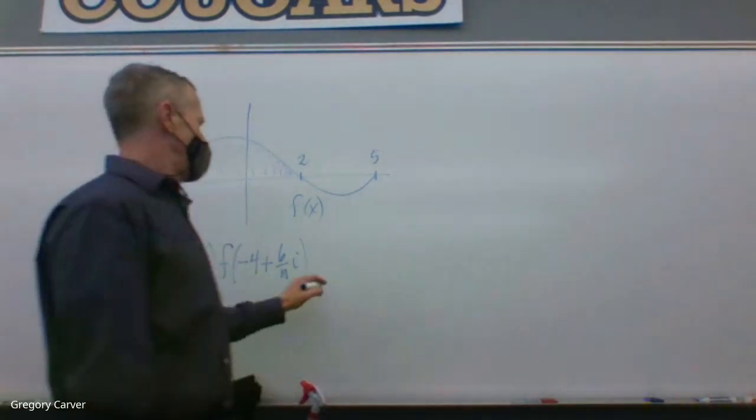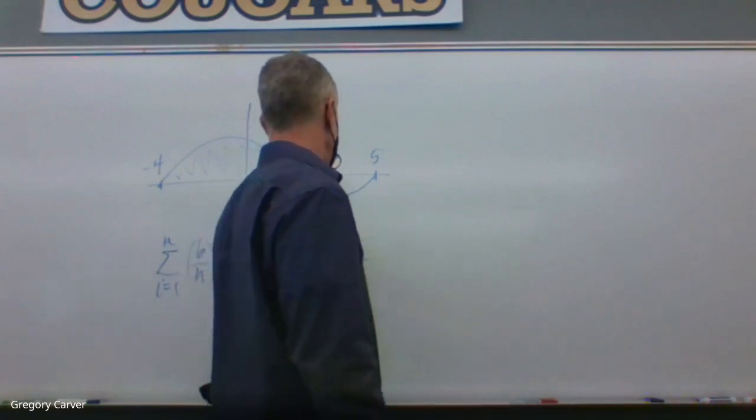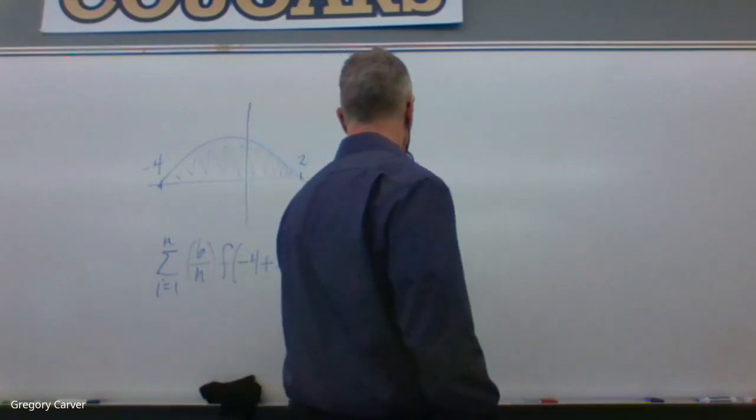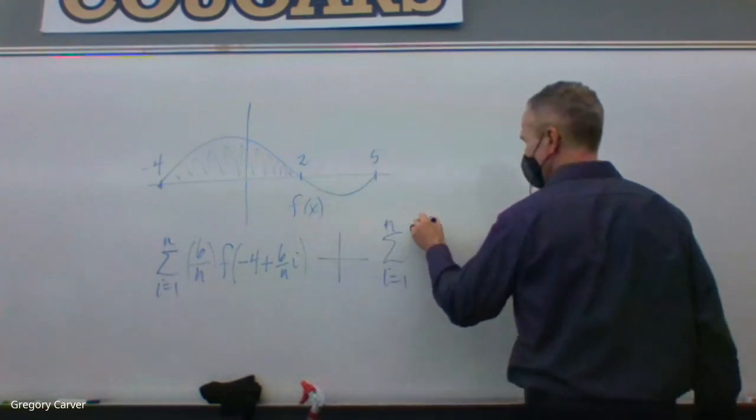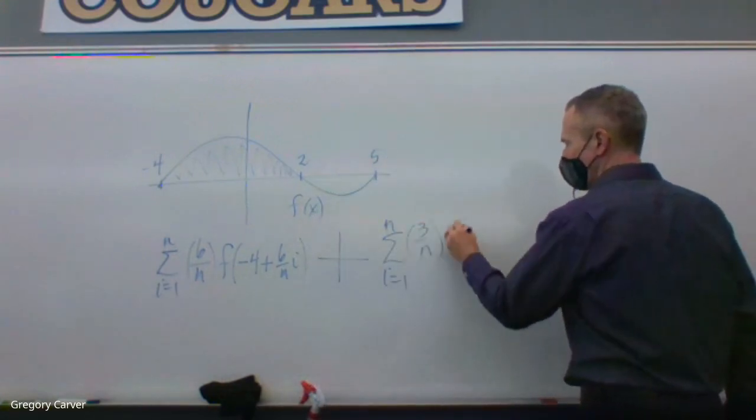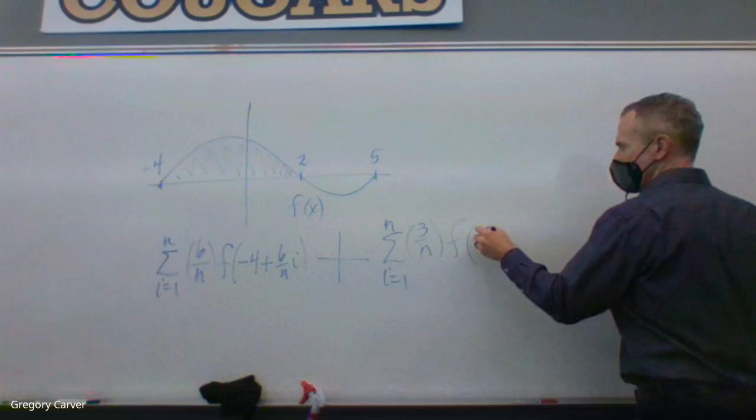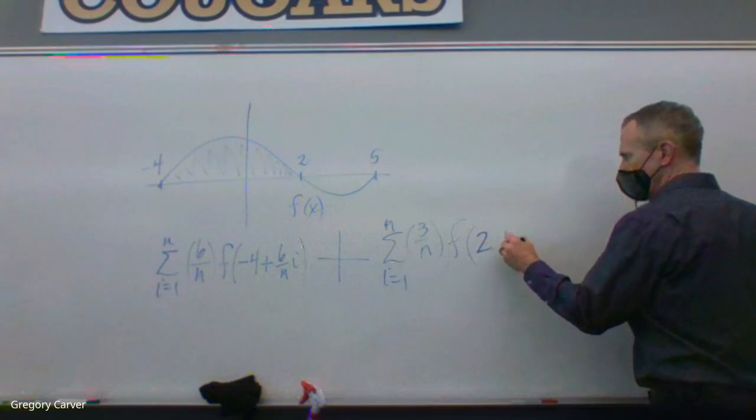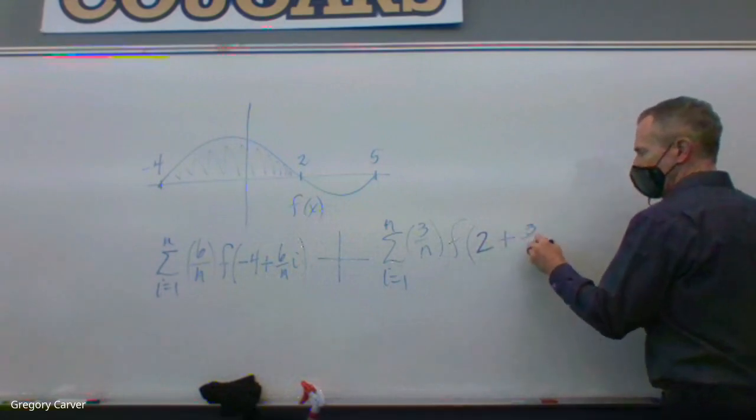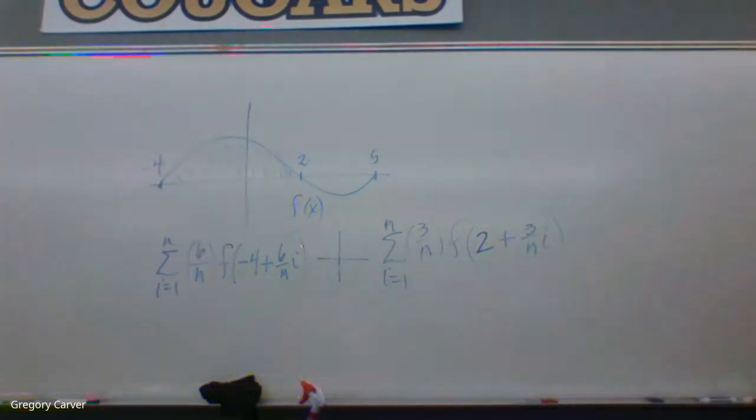All right, Jonathan, I'm going to take that and add it then to the area from 2 to 5. Go for it. What is it? Yep, continue. You mean 2 plus i times 3 over n. Ah, beautiful.